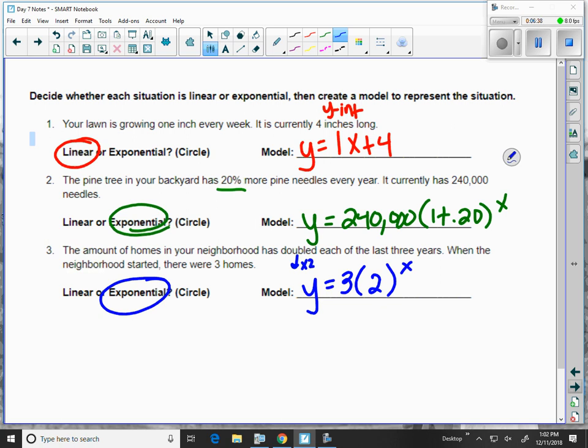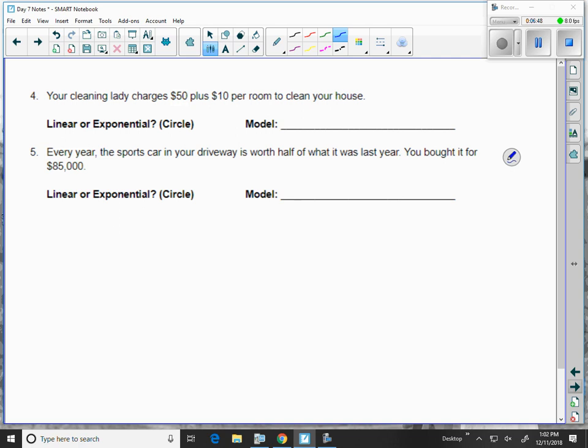Okay, in this case, what would x represent? Years. It'd be years. All right, number 4, your cleaning lady charges $50 plus $10 per room to clean your house. So is she adding $10 for every room, or is she multiplying by $10? Wait, is it 50 in parentheses 10 and then the x?